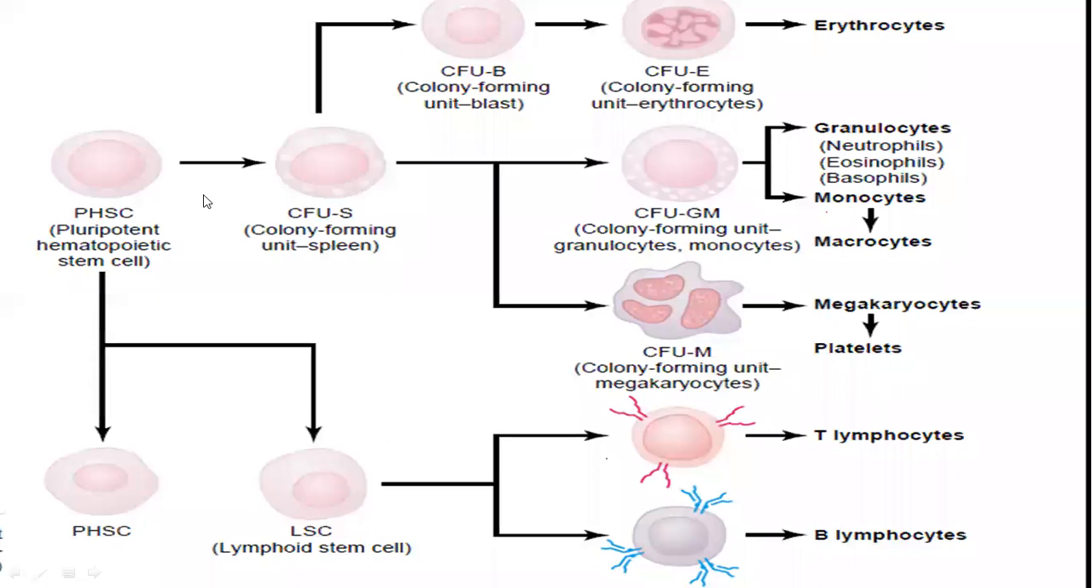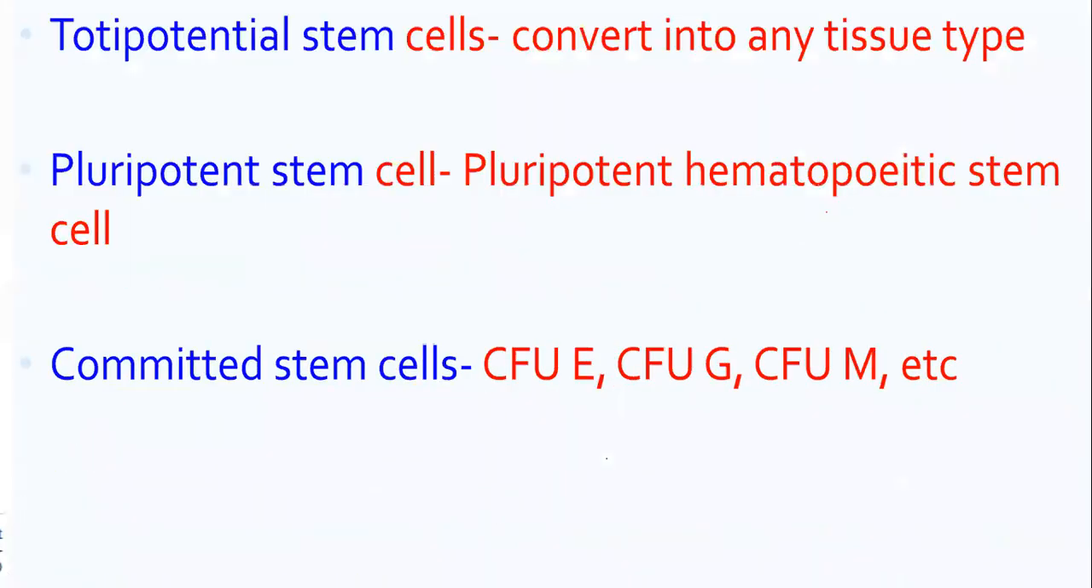So this is just the differentiation of cells from the hematopoietic stem cell all the way to the cells that we've been discussing. But remember here that the same hematopoietic stem cell can also give rise to other hematopoietic stem cells so that you maintain the numbers of hematopoietic stem cells within the bone marrow. Like I said, you have the major stem cell, the long-term hematopoietic stem cell, also called the totipotential stem cell, which can convert into any tissue type. So the totipotential stem cell can become any tissue type.